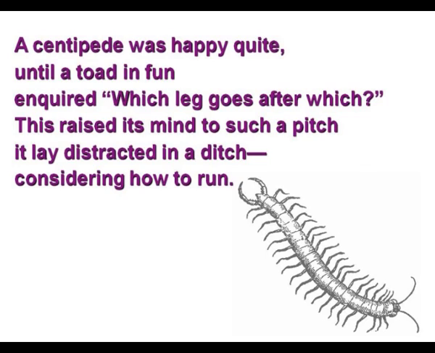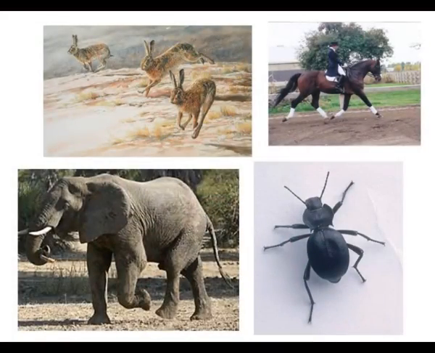Anyway, you probably know the poem, yes? A centipede was happy quite until a toad in fun inquired, which leg goes after which? This raised its mind to such a pitch, it lay distracted in a ditch, considering how to run. I'm not going to talk about centipedes, they are a little bit too complicated, although the mathematics I'm going to tell you about does seem to apply to them, with a few interesting predictions. But the main point here is that animals move in lots of different ways.